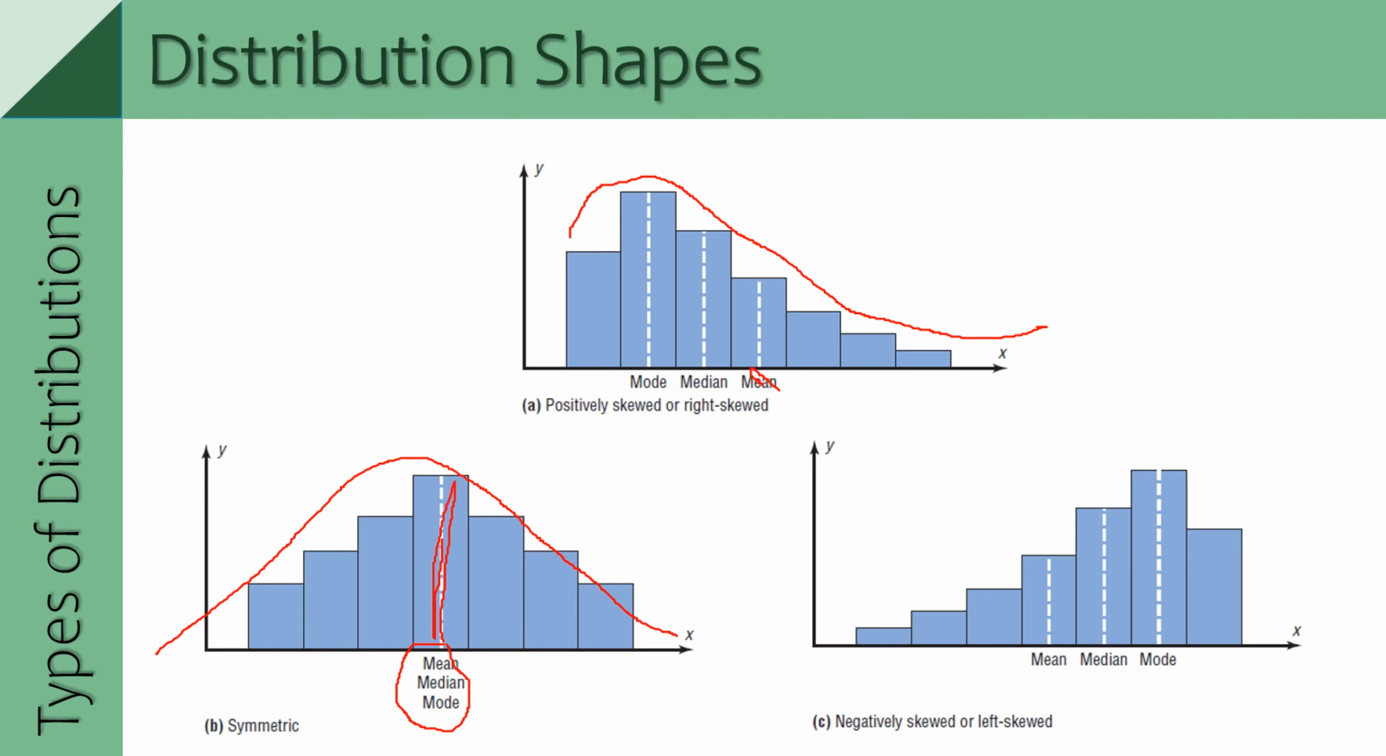Okay, so as we can see, the tail is on the left side. And in this part, the mode has the highest frequency. So the mean is on the left side of the median, and the median is on the right side of the mean. The mode is on the right side of the median.